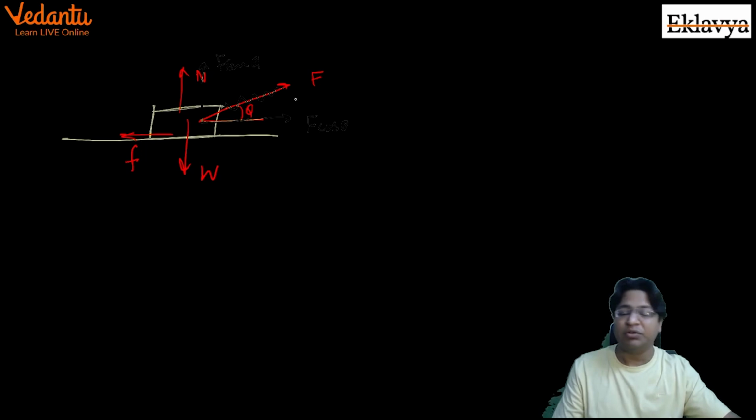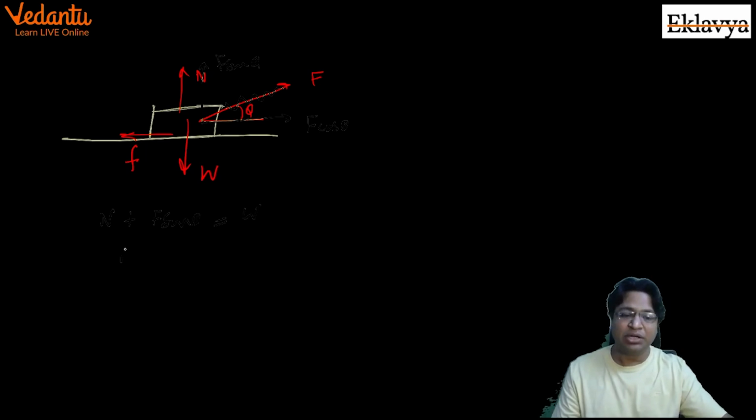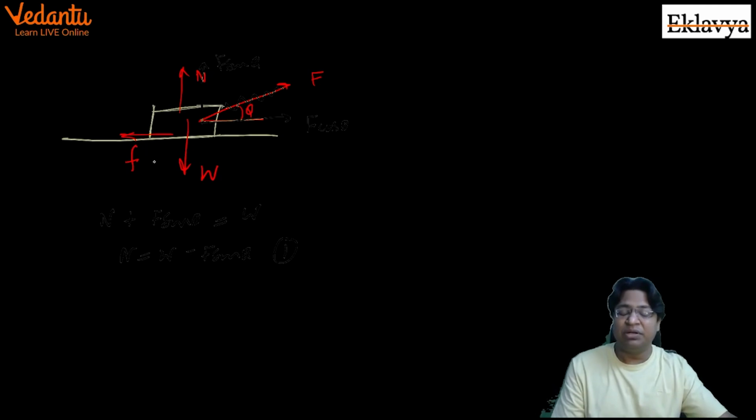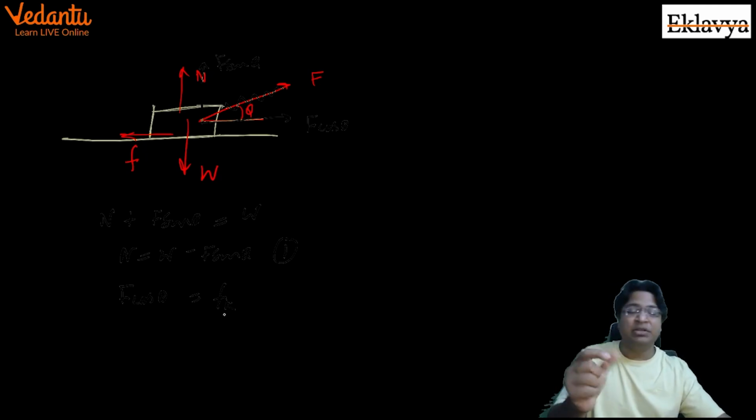You can get rid of F because you have already broken it into two components, and then you will frame the equations. For example, N plus F sin theta will be equal to W. So from here you can get the value of N, that is W minus F sin theta. That is your first equation. Second equation: since we are just trying to move the block, even with minimal or zero acceleration, we are fine. So we will say that F cos theta can be equal to the kinetic friction.